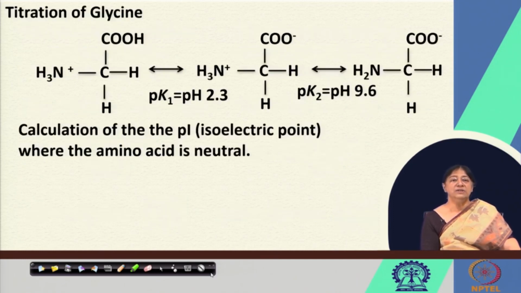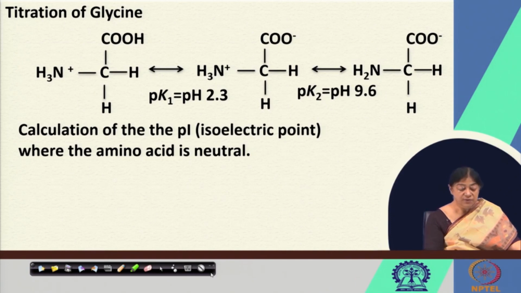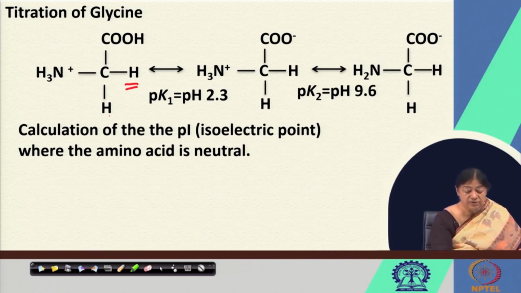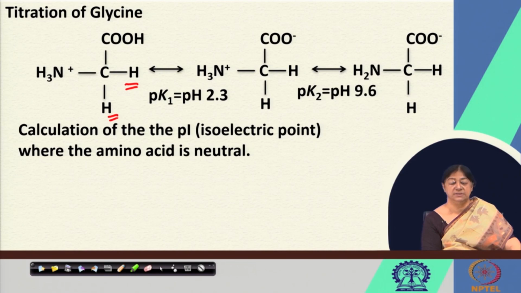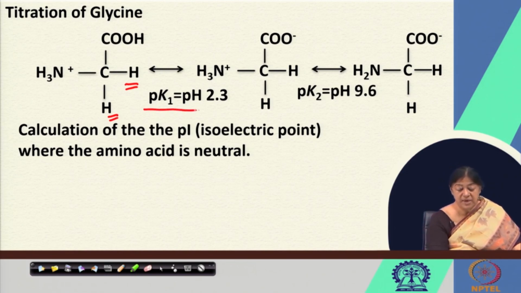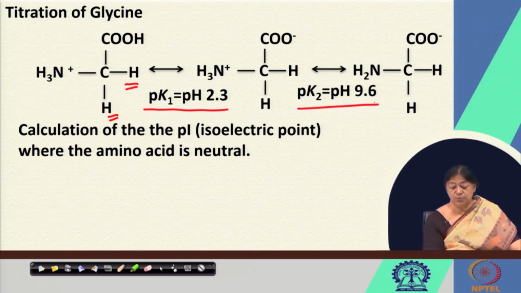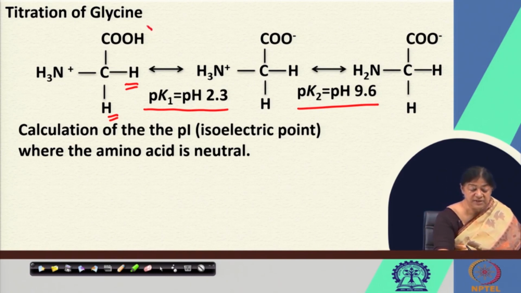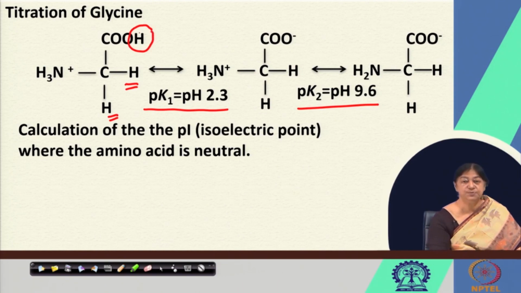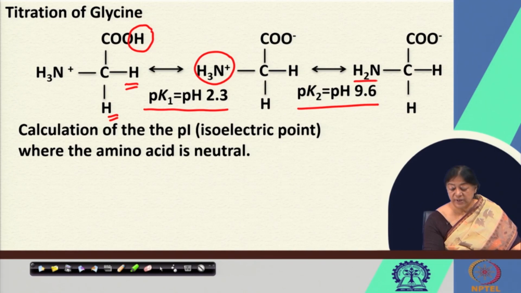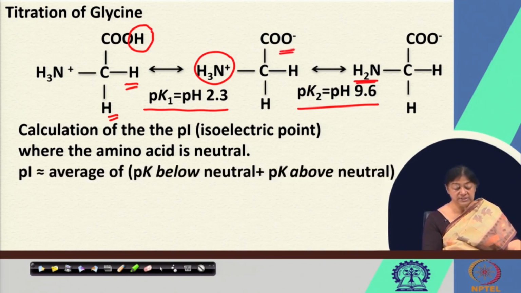Now, this is the structure of glycine, the simplest amino acid, which has 2 hydrogen atoms. We have pKa1 and pKa2. When we look at these values, the first loss is this proton, and the second loss is this proton. So it has gone to NH2, and the COOH has gone to COO-. What does this tell us?